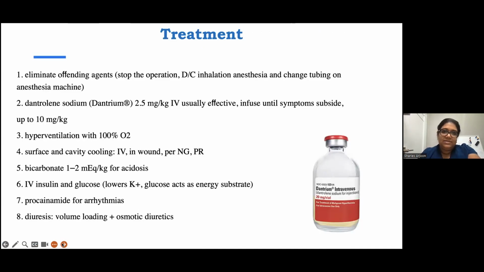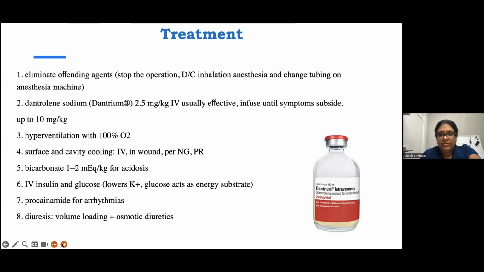So the treatment of malignant hyperthermia: eliminate the offending agents, stop the operation, stop the inhalation agents, and change the tubing on the anesthetic machine. Dantrolene sodium, 2.5 milligrams per kilogram IV, is usually effective, and infuse until the symptoms subside, up to 10 milligrams per kilogram.